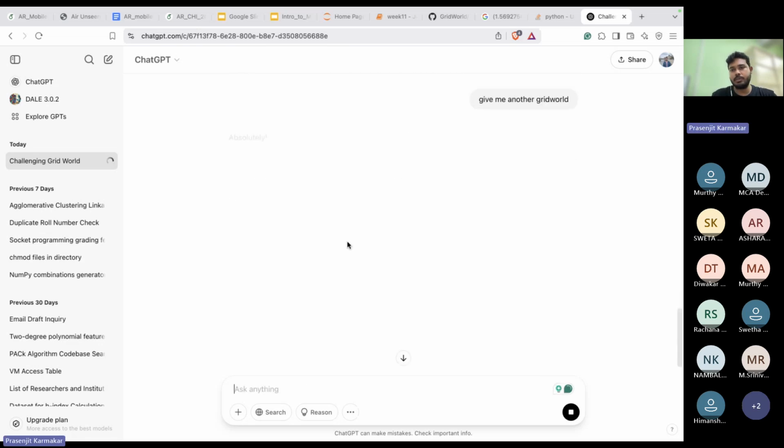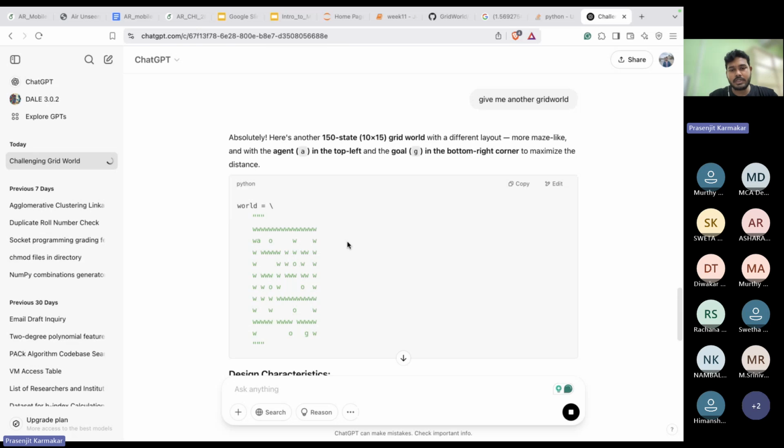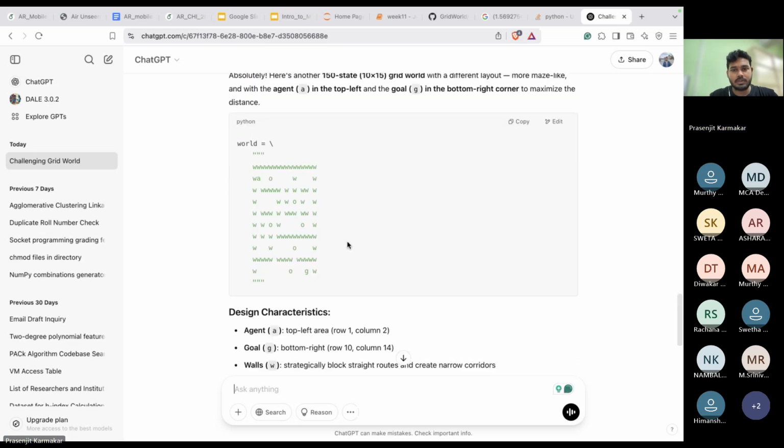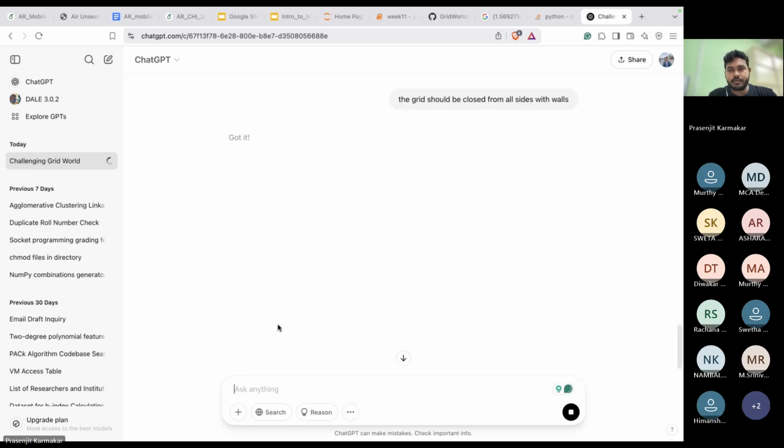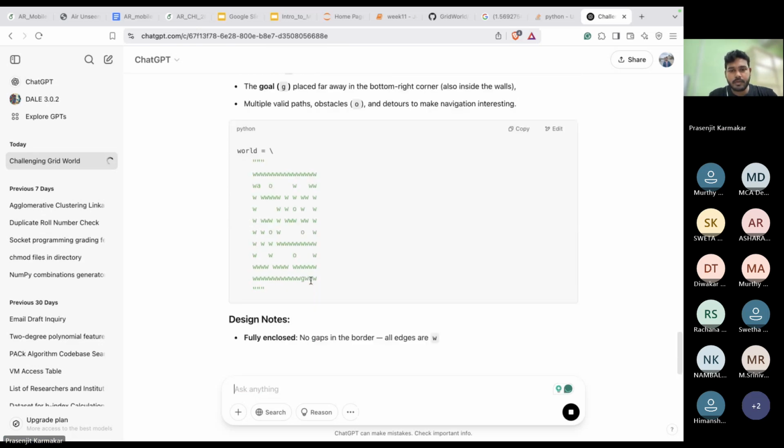It can solve most of the grid, but for some parts it is not possible to solve. The grid should be closed on all sides with walls. And now it gives me this type of world.